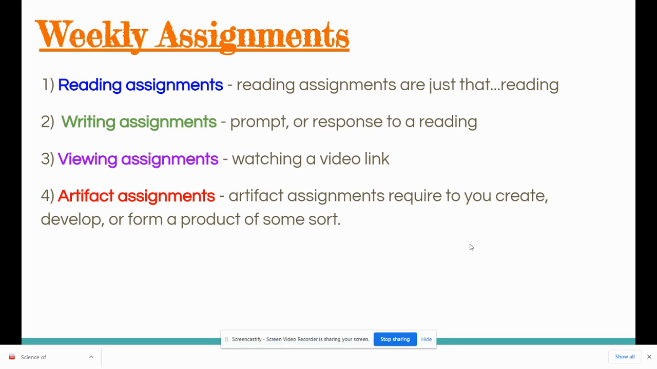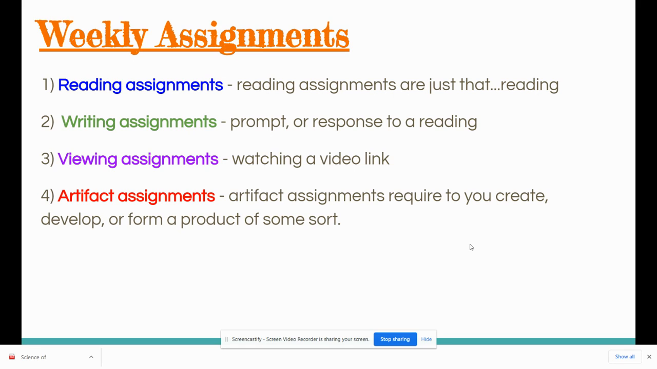Your reading assignment pretty much is just that. It's a reading assignment. So I will supply you with something to read or ask you to read from our text. The writing assignment most often includes a prompt that I give, or you'll be responding to something that you had to read that week. The viewing assignment is watching a video link. In most cases, it will be a recorded lecture done by myself.